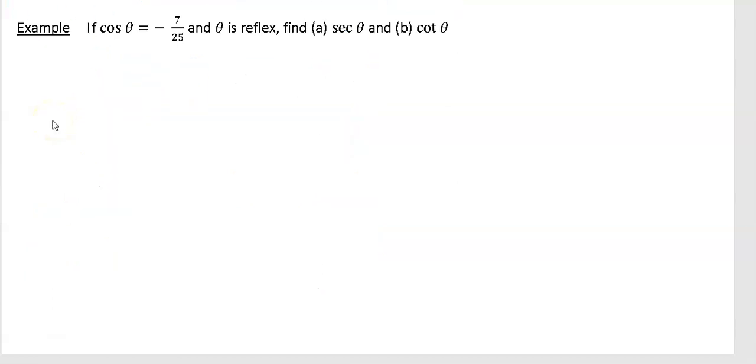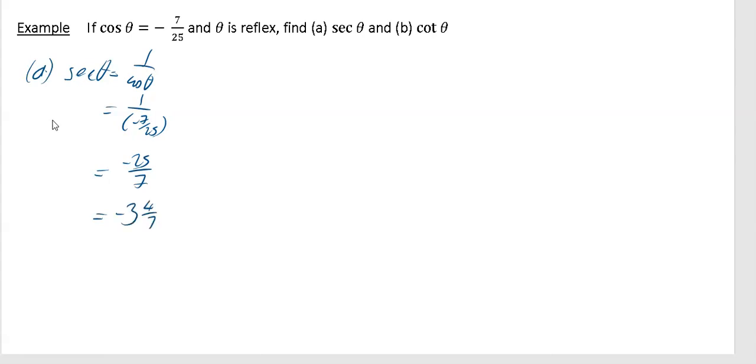Okay, this is a slightly different example. It says, first of all, if cos theta is equal to minus 7 over 25 and theta is reflex, find sec theta and then cot theta. So for part A, we don't actually have to do anything too difficult here. Sec, remember, is just the reciprocal of the cos, so 1 over cos theta. In that case, it's 1 divided by minus 7 over 25, which is just going to be minus 25 over 7. And I didn't do this in the last example, but you can write these as mixed numbers. That's going to be minus 3 and 4 over 7.